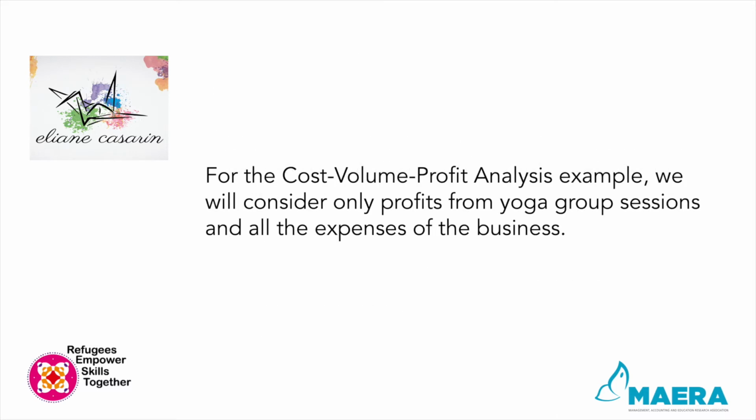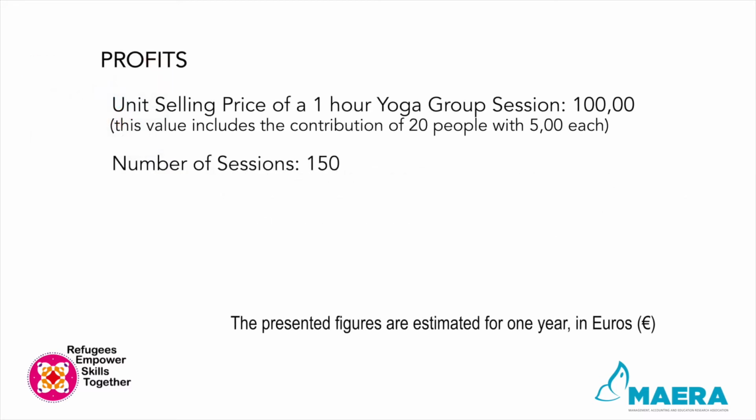For the cost-volume profit analysis example, we will consider only profits from yoga group sessions and all the expenses of the business. Concerning profits, the unit selling price of a 1 hour yoga group session is estimated to be €100. This value represents the contribution of 20 people with €5 each. The estimated number of sessions for 1 year is 150.